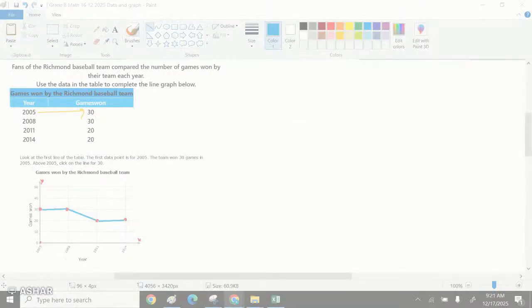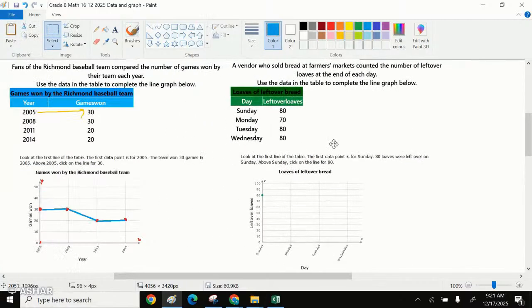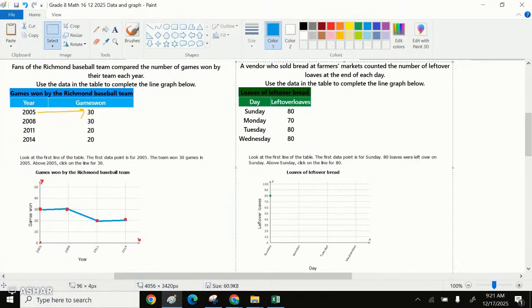Let's see, a vendor who sells, let's see. Okay, the question says, I'll just paste the question here so that we would be able to see. A vendor who sold bread at a farmer's market counted the number of leftover loaves at the end of the day. On a Sunday, he has 80 loaves which are left. And so on. We can go through this. Similarly, Monday, it would be 70 loaves. Tuesday, 80, and Wednesday, again, 80 loaves.